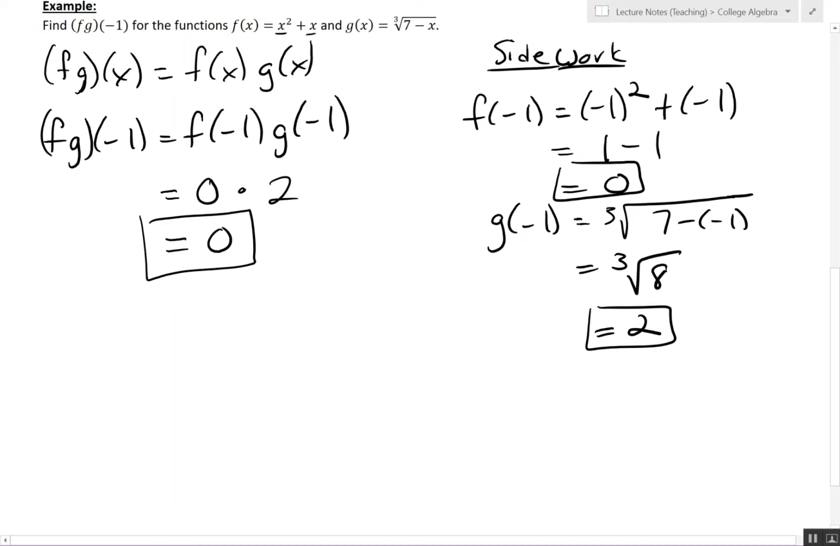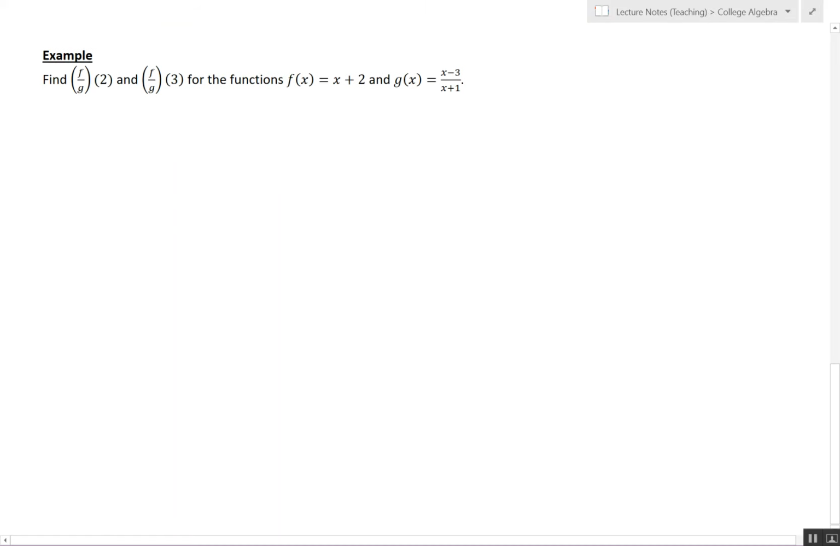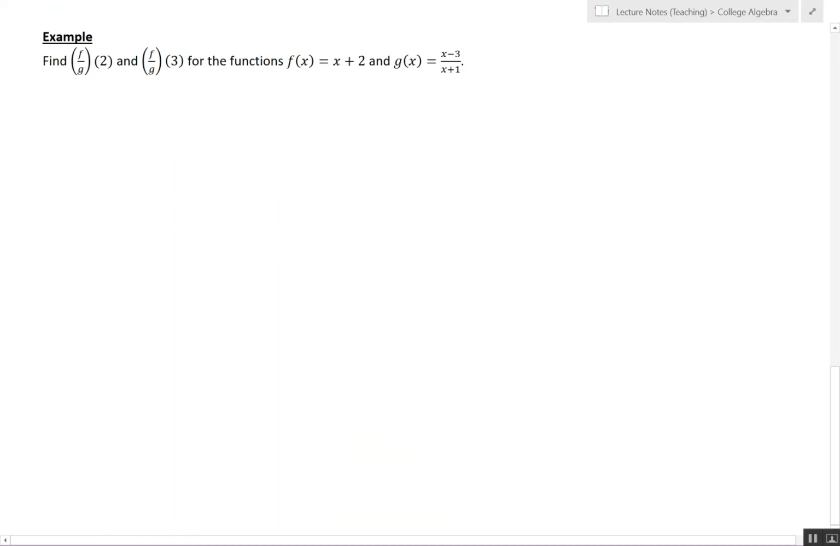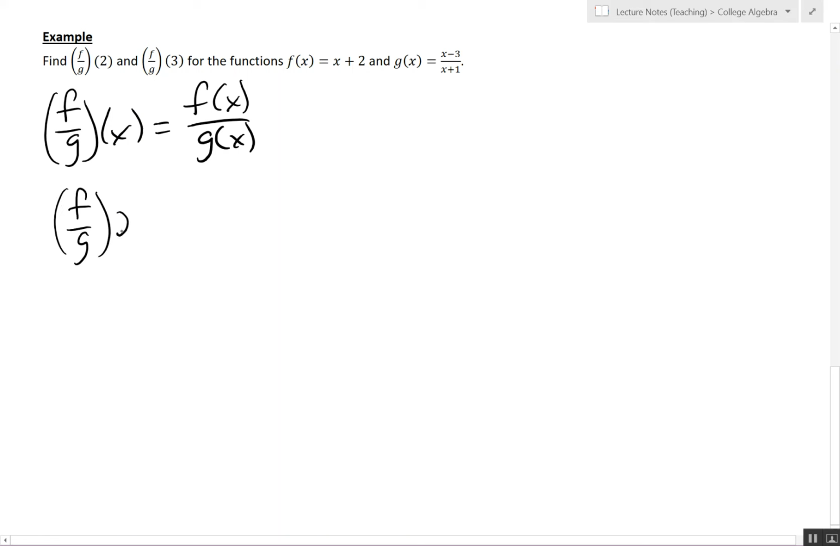Our final example is going to deal with division. And so recall that f over g of x is just equal to f of x over g of x. So in particular, if I look at f over g of 2, this is just going to be f of 2 over g of 2. So I need to figure out what these two values are.